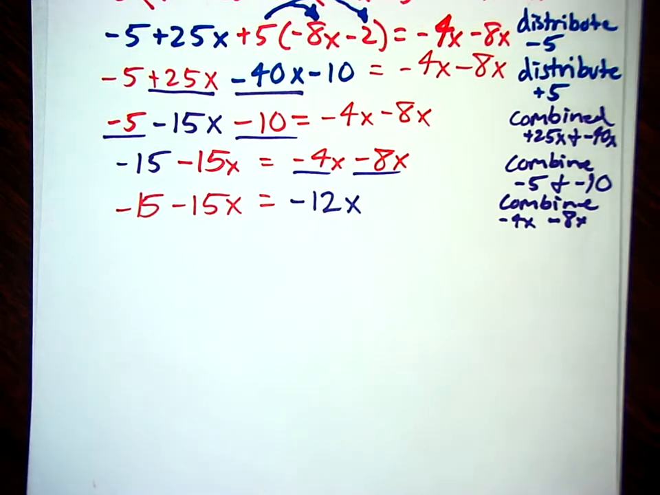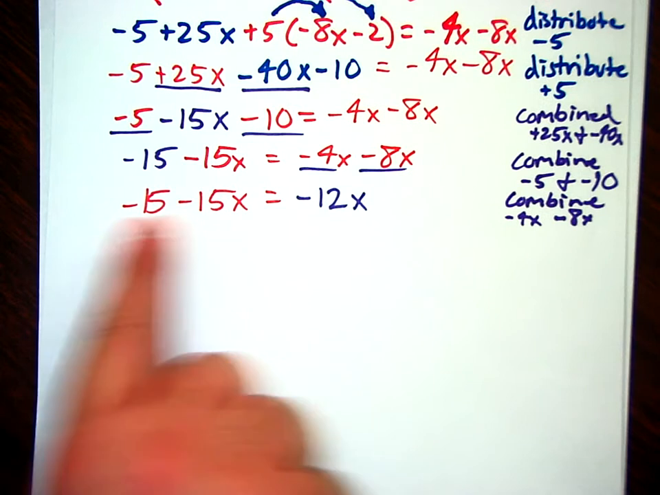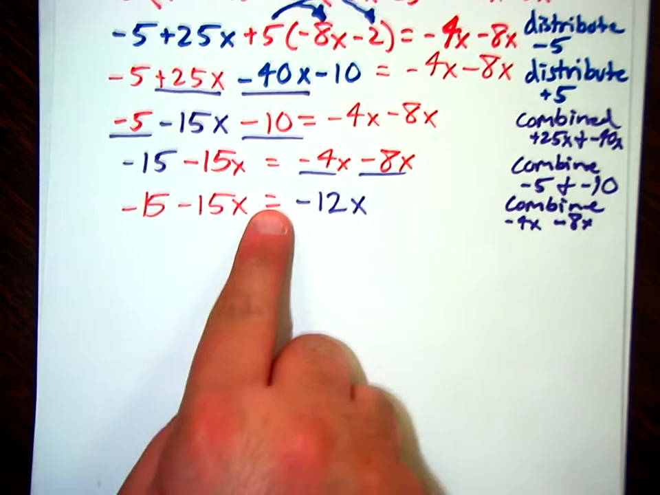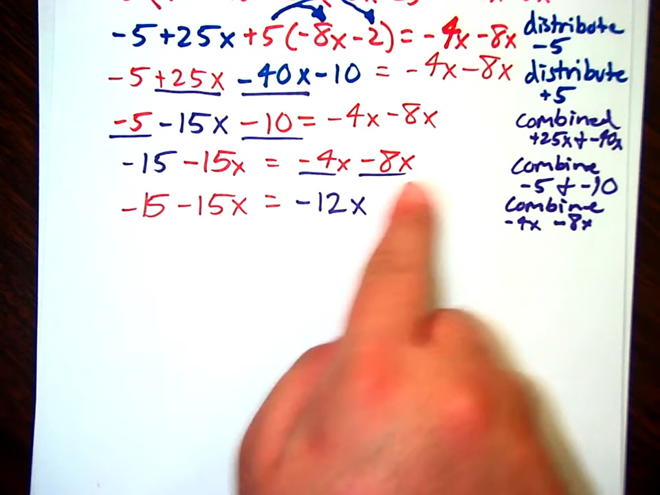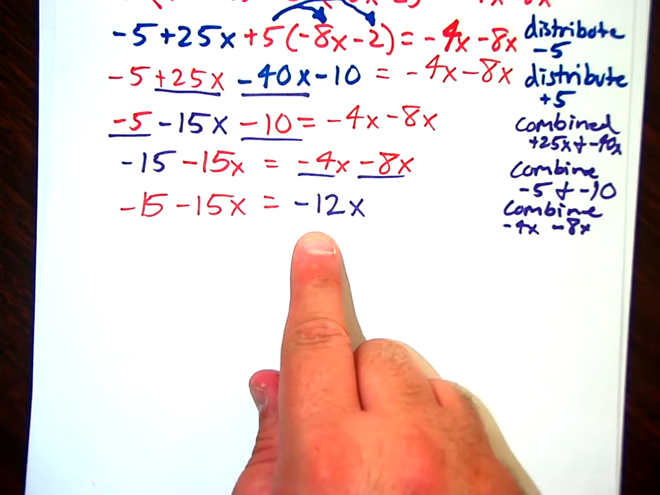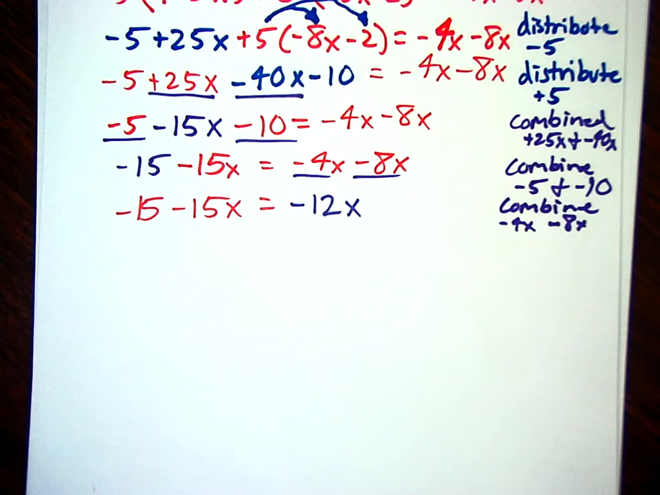Okay. And so it's going to be negative 15 minus 15x. We're going to bring everything that we didn't touch down, equals, and then the combination of combining negative 4x and negative 8x is going to give us negative 12x. All right, so now we got to move on to the next step because we're done combining like terms.